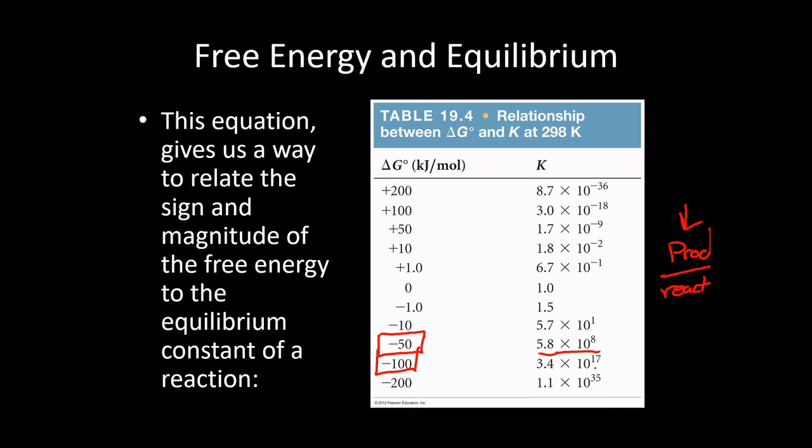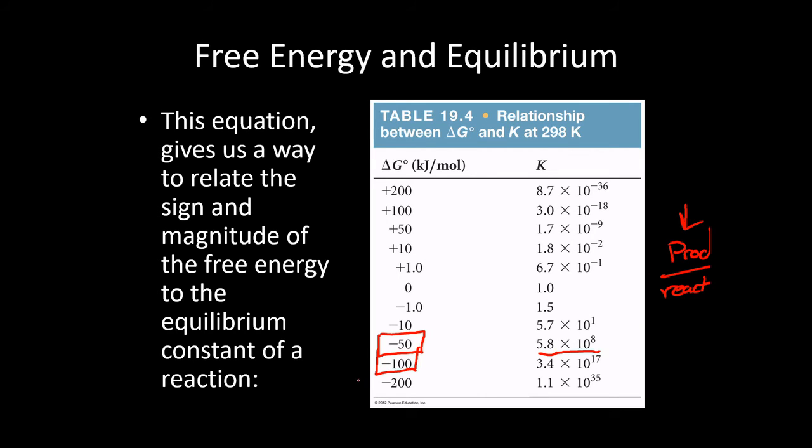That is 3 times 10 to the 17, which I don't even know what the number would be for that. It's, I don't know, several trillions or something like that. More products than reactants in terms of this ratio. So these are very, very spontaneous, highly product favored.